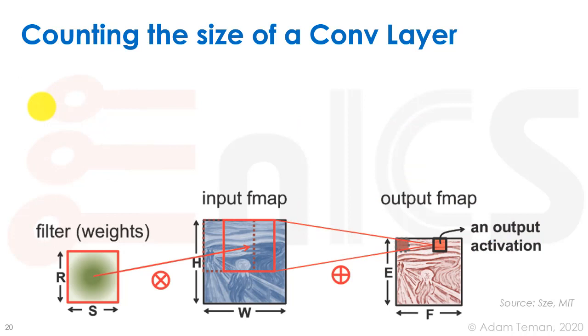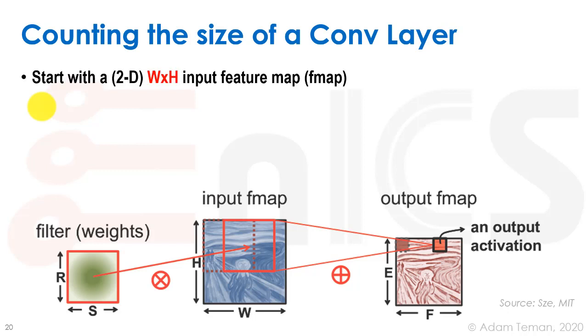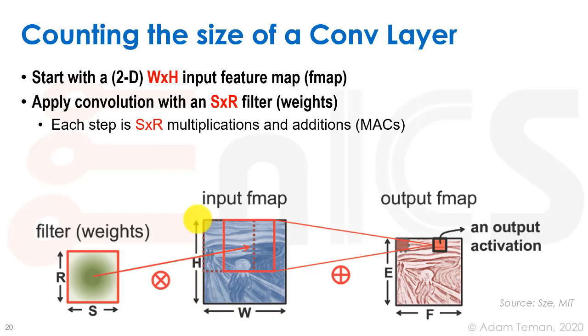So let's count the size of a convolutional layer. We start with a 2D W by H input feature map. And we're going to apply a convolution with an S by R filter. Each step is S by R multiplications and additions. So this S by R at any step has to do S by R multiplications and add them all together.